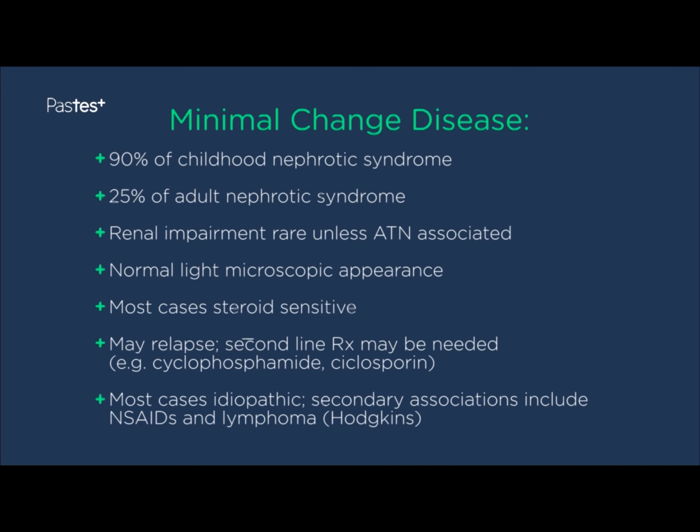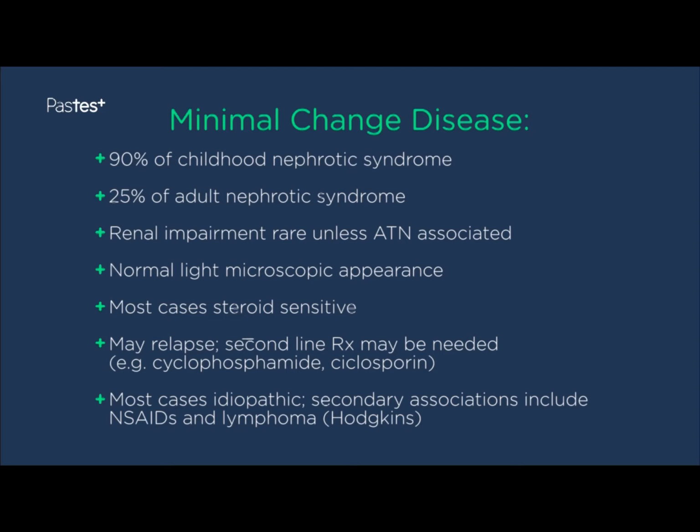Considering minimal change disease itself, which was the diagnosis in this particular case, as I mentioned, 90% of childhood nephrotic syndrome is due to this condition. It still accounts for 25% of adult nephrotic syndrome. Renal impairment is rare in minimal change disease unless the patients get so hypovolemic that they develop ATN.